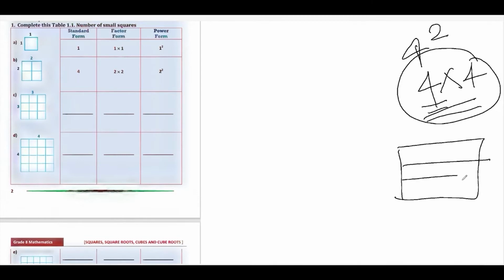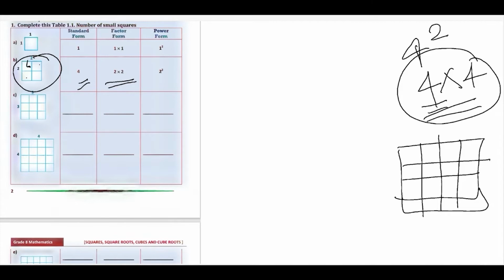So this is 4. So 4 rows and 4 columns. This is the pictorial representation. Similarly, if you look here, this is 2 having 2 rows, 2 columns, becomes 2 into 2. The value is 4 and in the power form the number of 2s are 2, so 2 raised to 2.